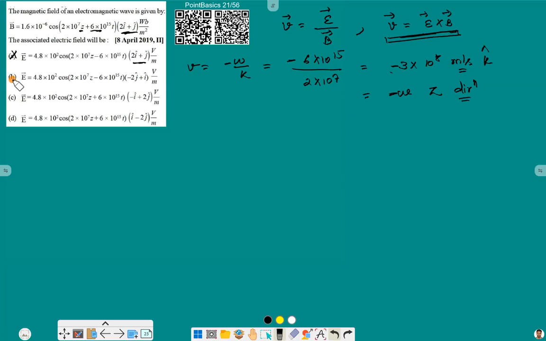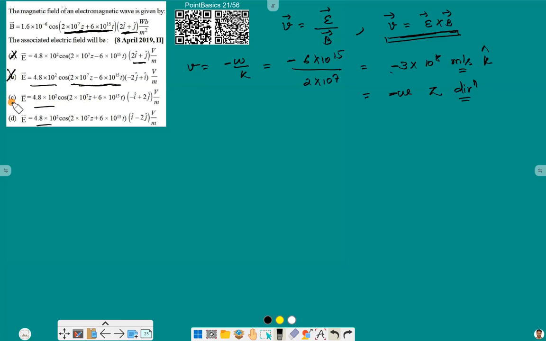So the only possible answers are options B, C, D, and we can see that the magnitude in each of these is the same. So we will not calculate the magnitude, because in all options the magnitude is the same. And if we see here, the expression inside the cos term should be the same for the electric field also. In option B this term is not the same, so we can say option B is also rejected.